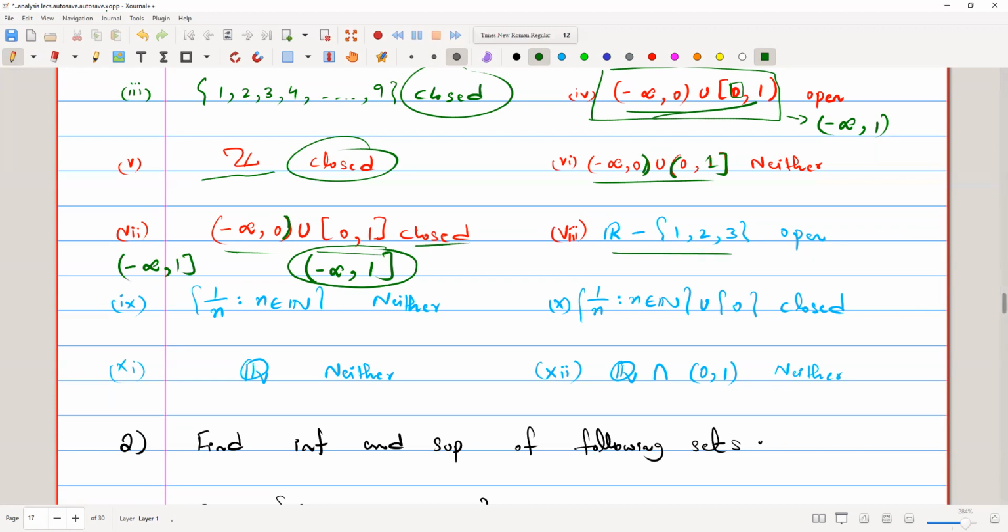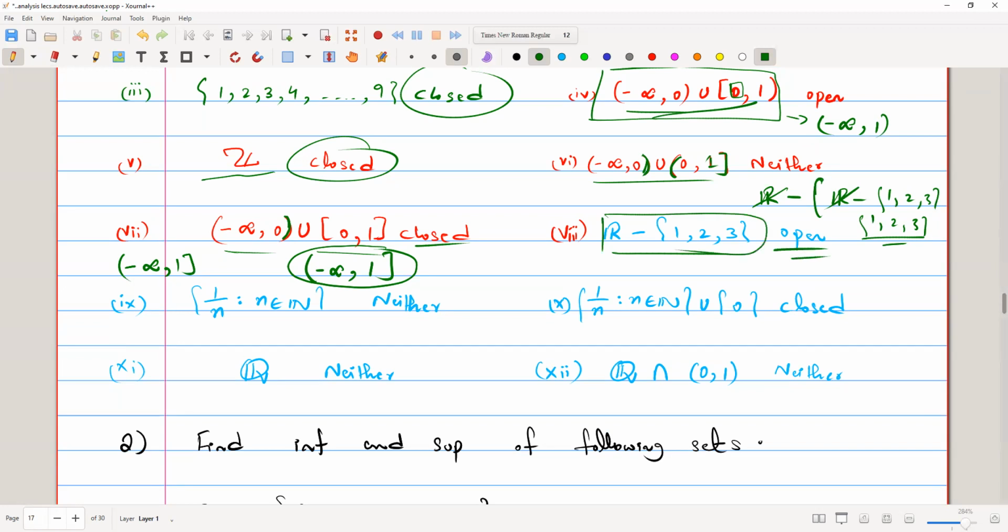Now this set R minus {1, 2, 3} is an open set, because the complement of this set is a closed set. The complement of this set will be R minus (R minus {1, 2, 3}). So this R and R will cancel, so we'll get {1, 2, 3}, which is a finite set, so it's closed. Therefore the complement is closed, therefore this set itself is open.